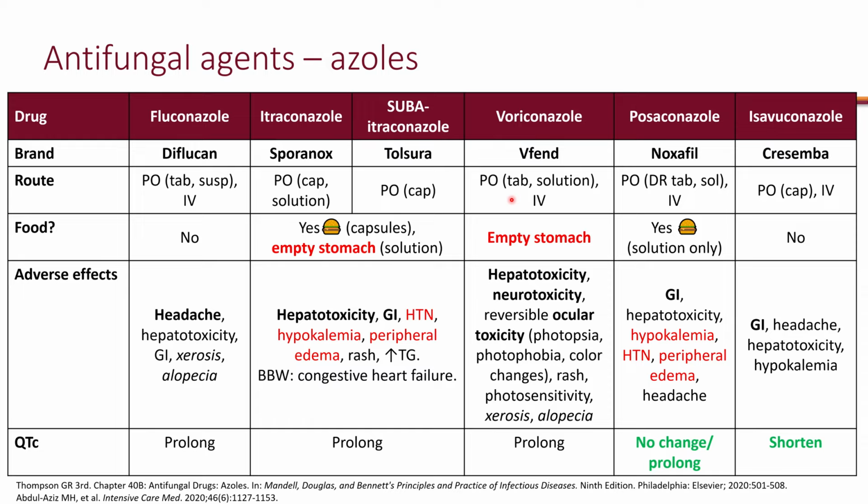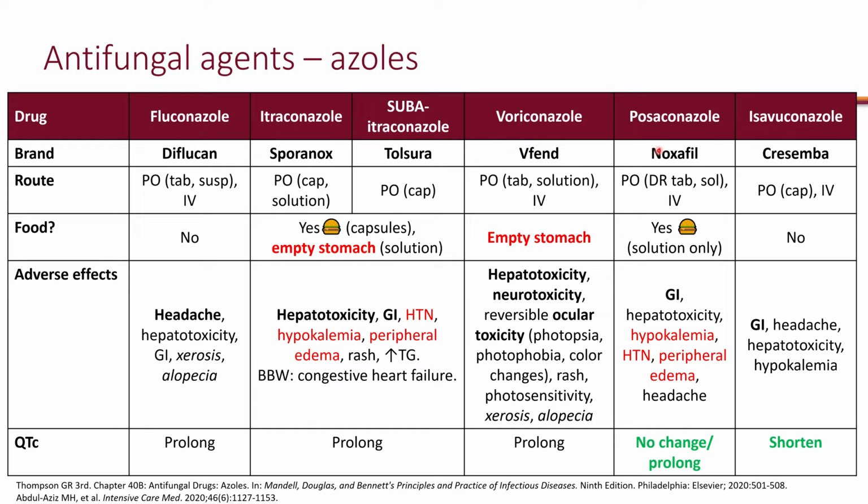The PO formulation must be taken somewhat on an empty stomach, essentially 1 hour before or after food, so it doesn't have to be a completely empty stomach. And here are the adverse effects. So hepatotoxicity is much more significant with voriconazole. It can also lead to neurotoxicity, specifically reversible ocular toxicity, such as photopsia, photophobia, and color changes. It can also lead to rash and photosensitivity, and with long-term use, similar to fluconazole, it can lead to xerosis and alopecia, and it also causes significant prolongation of QTc.